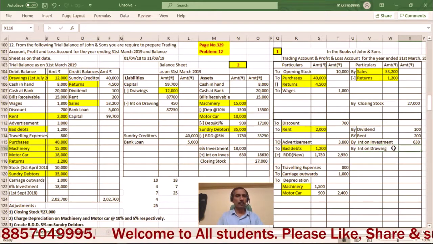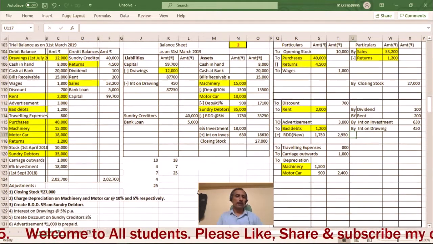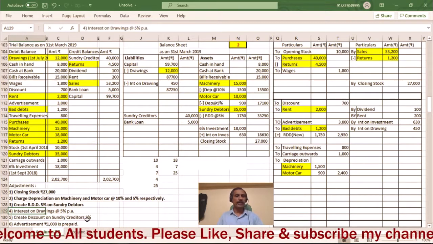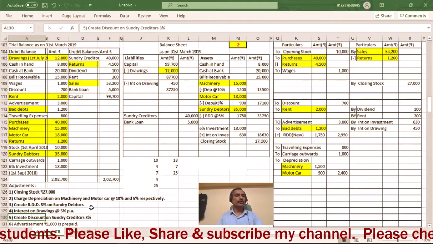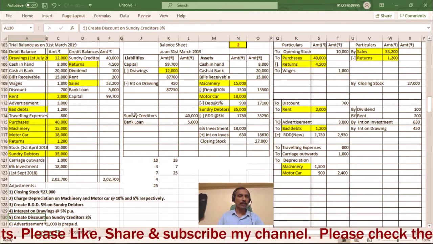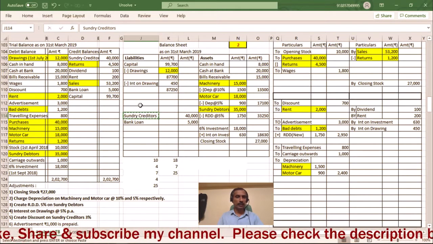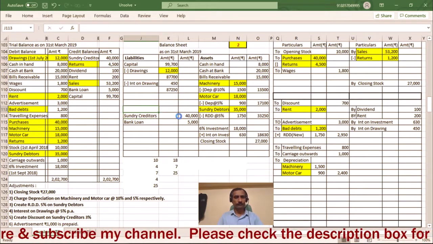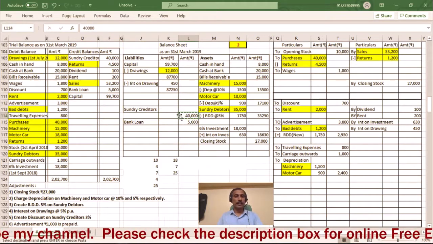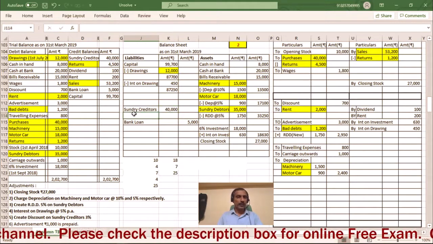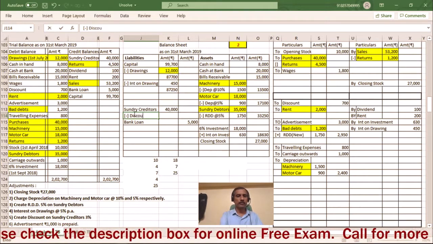Interest on drawings amount is 450. Now here we are going to solve the next adjustment, that is discount on sundry creditors. Discount on creditors means we have to reduce the creditor balance, and show it in the inner column because there is an adjustment. Now we have to calculate the discount on creditors.